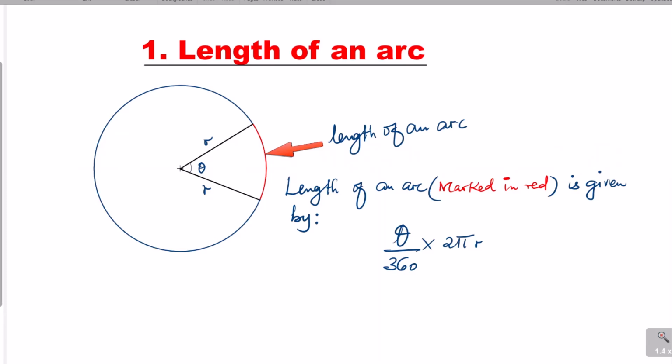We are going to begin with the length of an arc. How do we get the length of an arc? We have the length of the arc given there, indicated by that arrow marked in red. So how do you get the length of that arc marked in red? It is given by this formula: the angle at the center, which is bordered by the 2 radii, divided by 360, multiplied by 2 pi r.